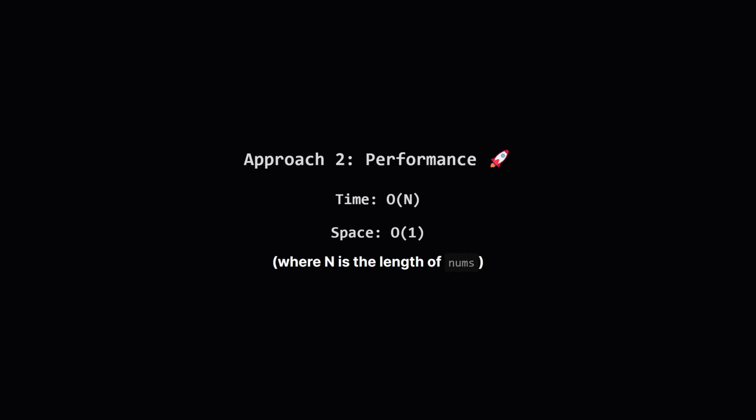Now for space, this is where it shines. We didn't create any new arrays or large data structures. We just modified the input nums array directly and used a few simple variables like q and i. This means the extra space we used is constant, or order 1. That's super efficient in terms of memory.